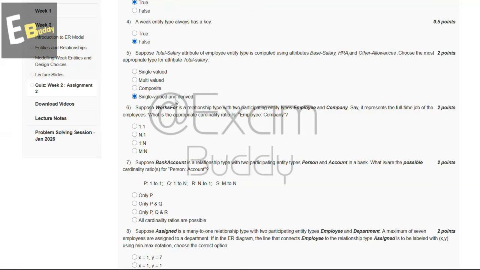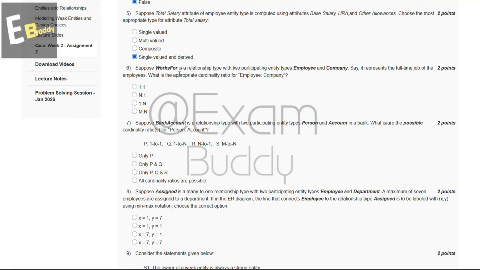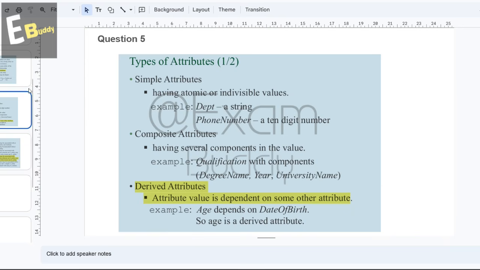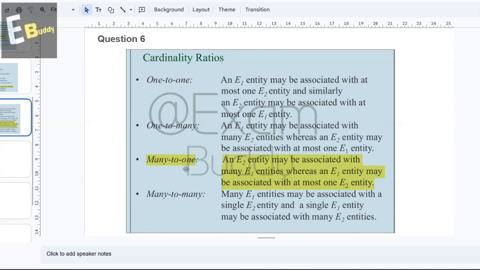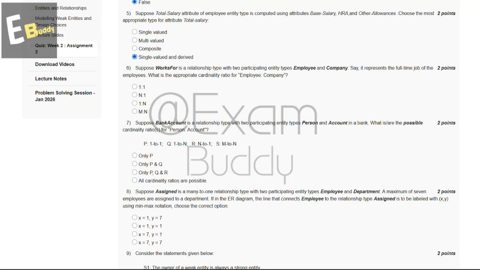And now let's go to our question number 6. Suppose works for is a relationship type with two participating entity types, employee and company. Say it represents the full-time job of the employees. What is the appropriate cardinality ratio for employee to company? So these are the options and now let's check the explanation. The explanation says many to many. An E2 entity may be associated with many E1 entities, whereas an E1 entity may be associated with at most one E2 entity. So the answer for our sixth question is B.